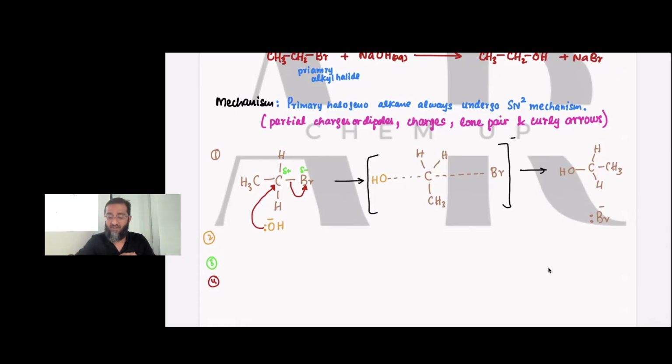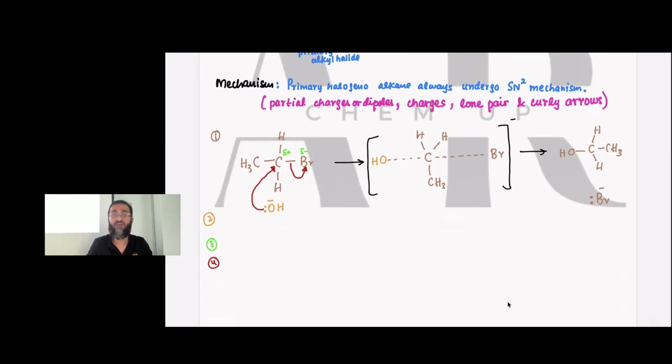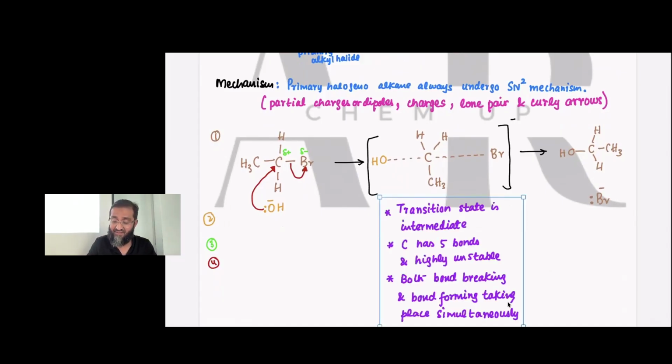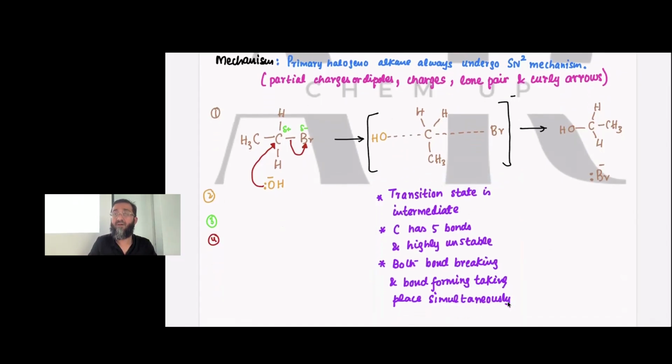Is this clear? Okay. So in the middle, you can see the transition state. In this transition state, how many bonds is the carbon forming? If you look, there are 5 bonds on the carbon. That makes it highly unstable. And over here, both bond breaking and making take place simultaneously.